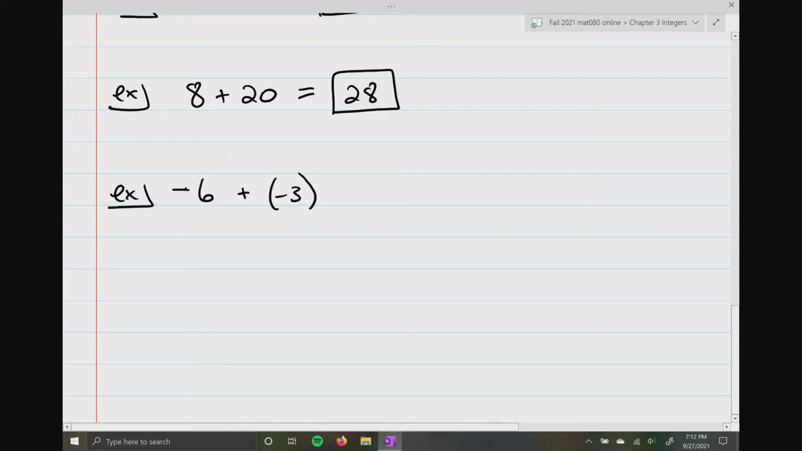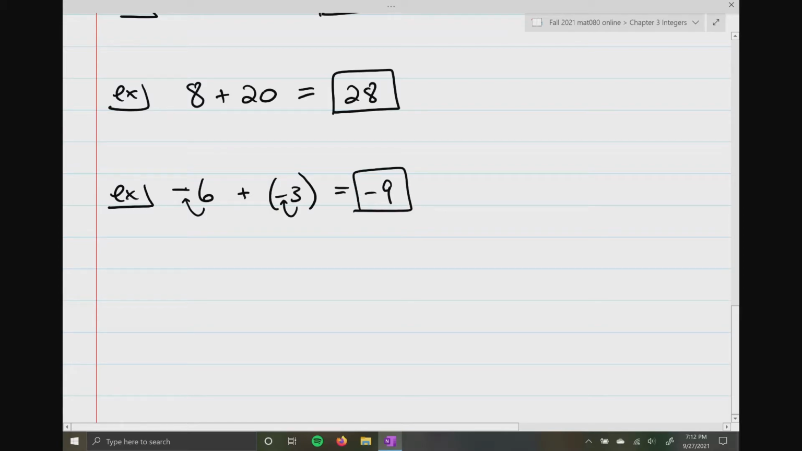Okay? Now, there are many ways to approach this. The key here is just to look at the sign directly in front of the number. In this case, they are both negative. So, -6 plus -3. Add the numbers, keep the sign, so that's going to be -9.